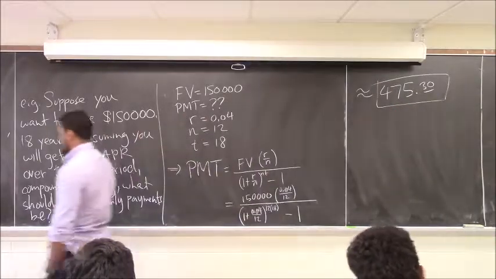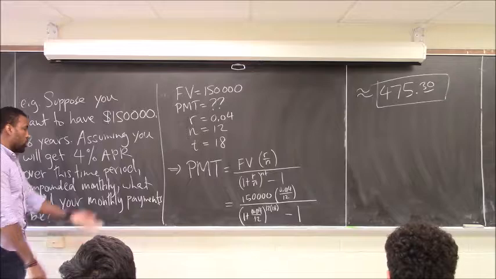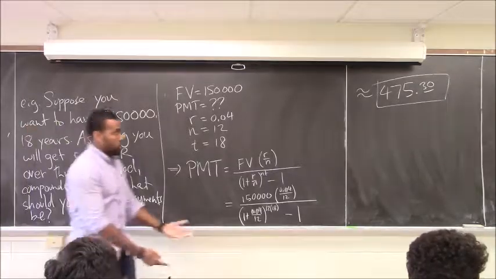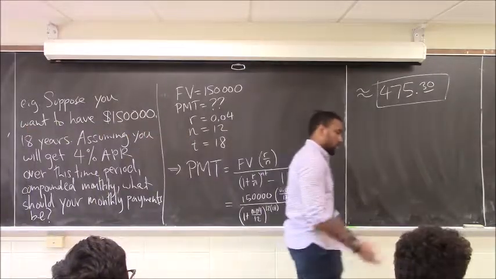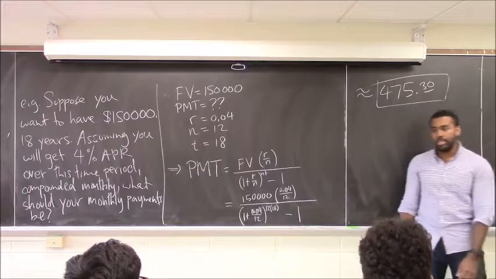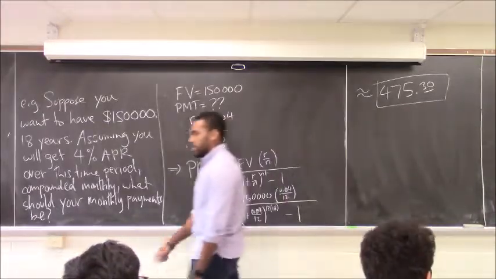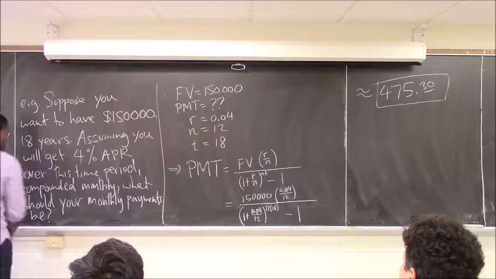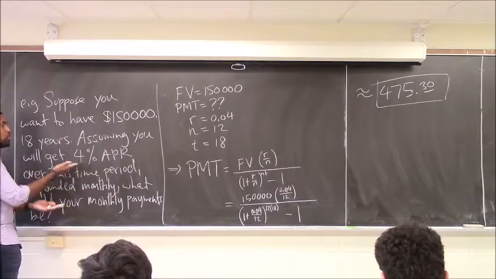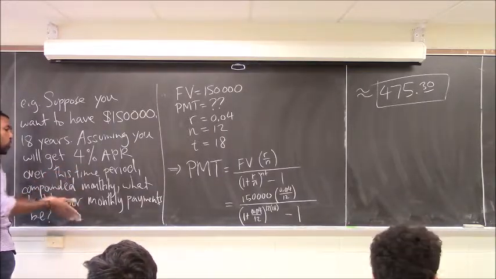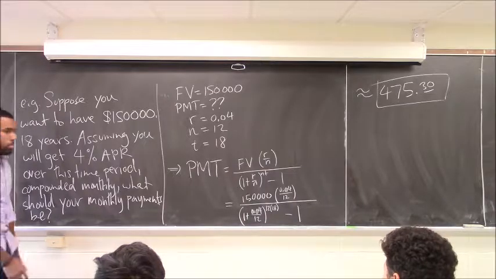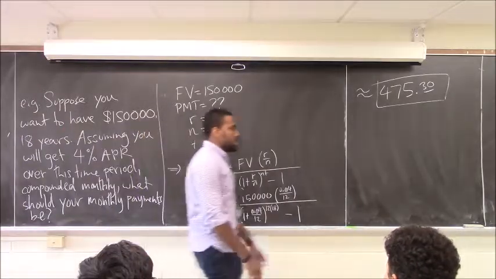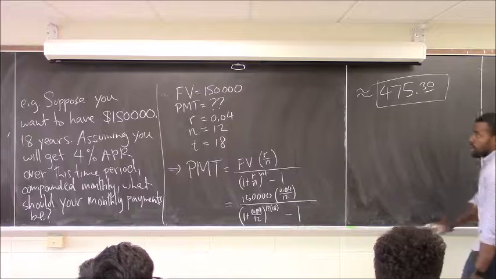So that's what it's going to cost you to have $150,000 in the future under these assumptions. Just put away $475 a month and you will have that ready in 18 years. It's a nice little thing to know. And of course, this is all kind of speculative. You have no idea for sure that you'll always be getting the 4%, but it gives you a ballpark. It gives you some idea of what you should be aiming for.